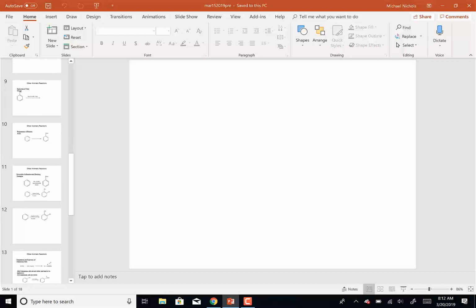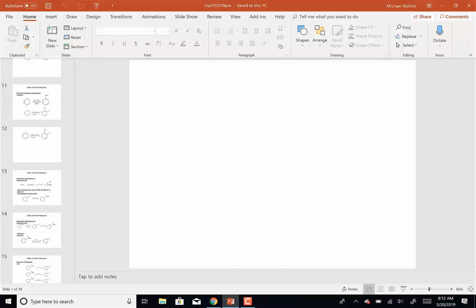So I want to finish. We want to finish up adding different groups to the benzene ring, and then we'll talk about some more modern methods here today and Friday.